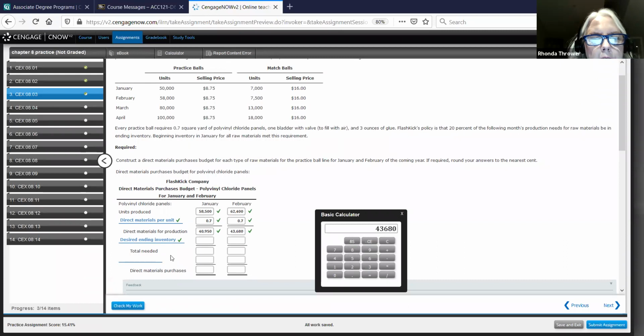And the desired ending inventory, they tried to make it a little bit complicated for you. You're going to have to read carefully here. It says Flash Kick's policy is that 20% of the following month's production needs for raw materials is to be in ending inventory.